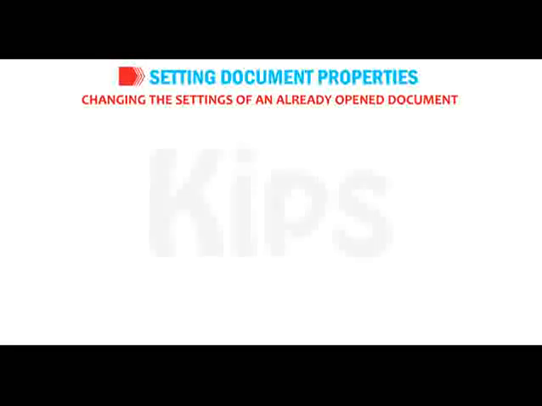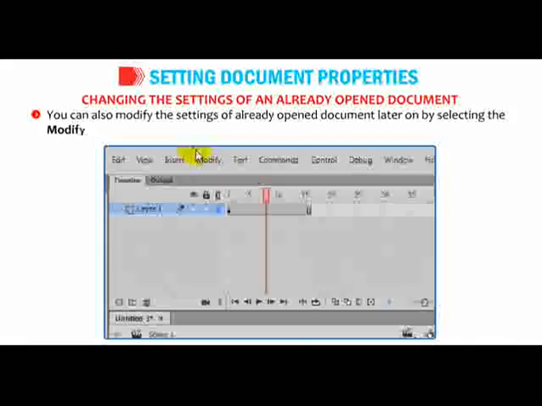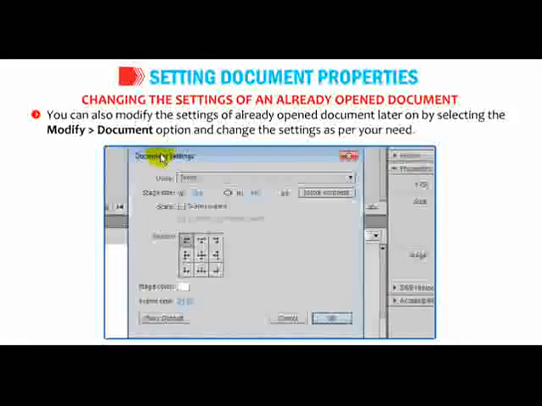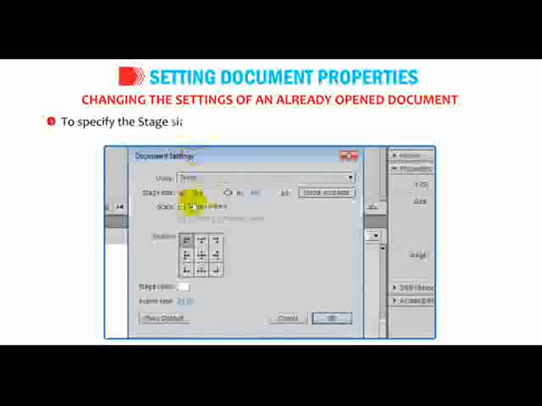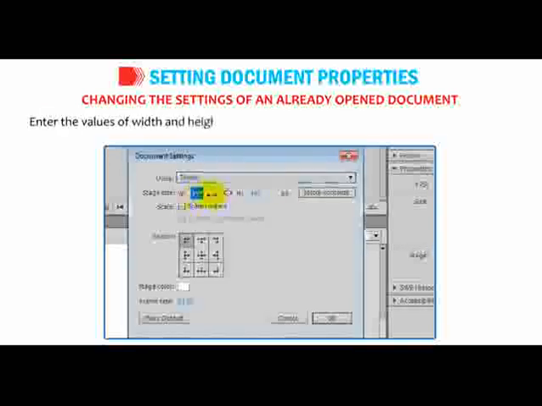Changing the settings of an already open document. You can also modify the settings of an already open document later on by selecting Modify, then go to Document option and change the settings as per your need. To specify the stage size in pixels, select pixels from the units drop-down list.